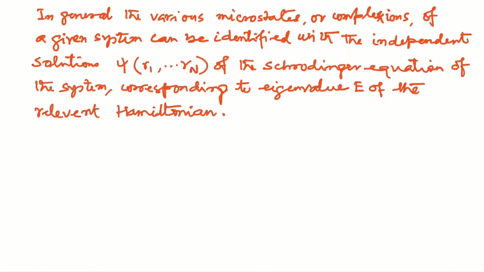In general, the various microstates or complexions of a given system can be identified with the independent solutions psi R1 to Rn of the Schrödinger equation of the system corresponding to eigenvalue E of the relevant Hamiltonian. In any case, to a given macro state of a system, there does in general correspond a large number of microstates, and it seems natural to assume that when there are no other constraints, at any time t, the system is equally likely to be in any one of these microstates. This assumption forms the backbone of our formalism and is generally referred to as the postulate of equal a priori probabilities.